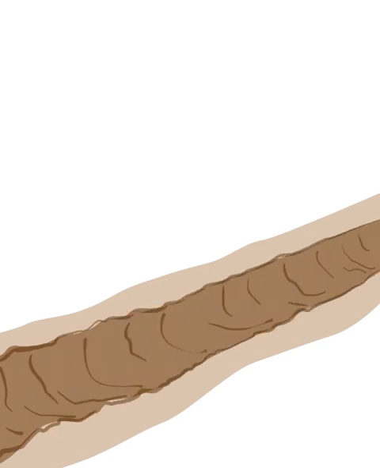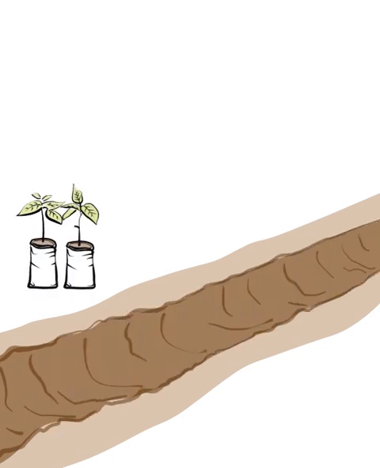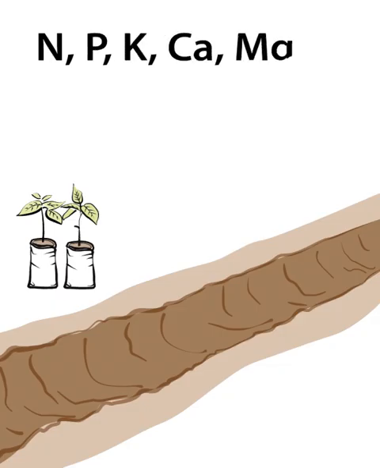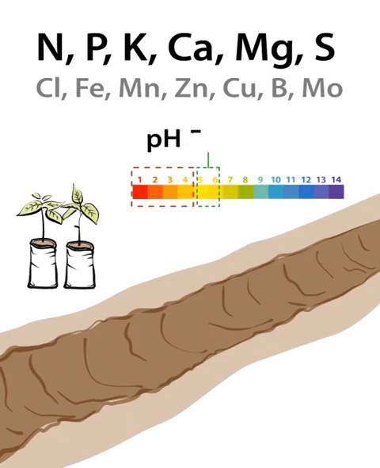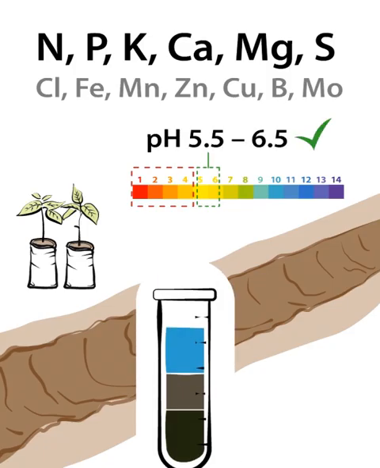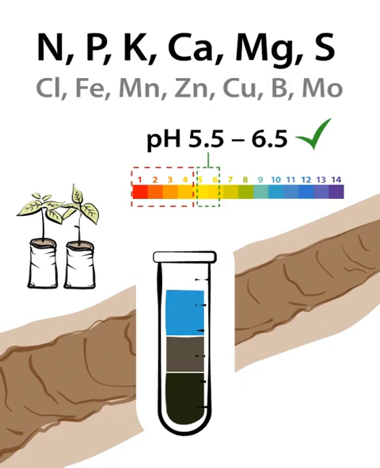Coffee plants need certain elements in large quantities: nitrogen, phosphorus, and potassium, as well as calcium, magnesium, and sulfur. Other elements are necessary in smaller amounts: chlorine, iron, manganese, zinc, copper, boron, and molybdenum. Soil pH is a measure of how acidic or alkaline the soil is. The nutrients present in the soil as well as the soil pH are determined through soil analysis.